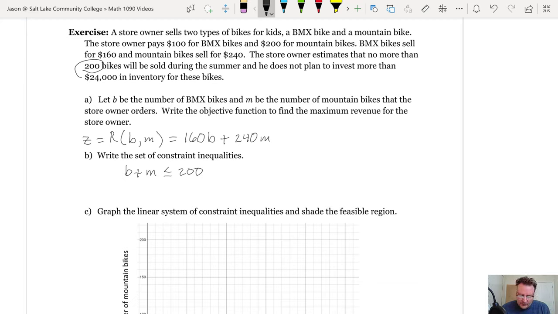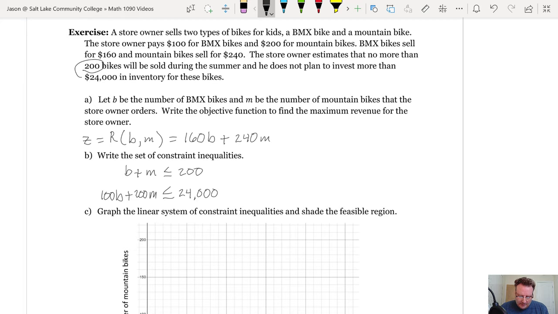Okay, and then also there's this quantity. He only gets 200 orders at most during any given summer, so he has this restriction on how much he can sell. And then he has another restriction. He only has $24,000 now to order these bikes and put them into his inventory. So let's make a money constraint here. The amount he pays to order the bikes has to be less than or equal to $24,000. And what is the price he pays? He pays $100 per BMX bike, so that would be 100 B, and then he pays $200 per mountain bike, so that would be plus 200 M.